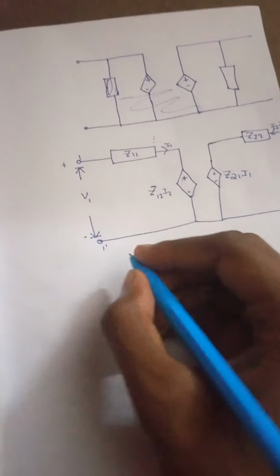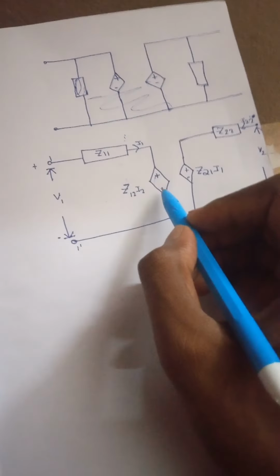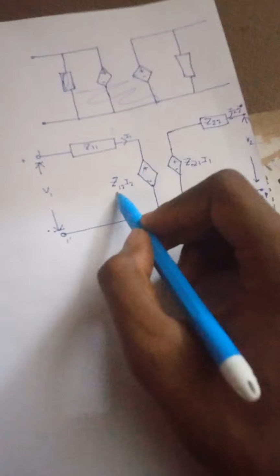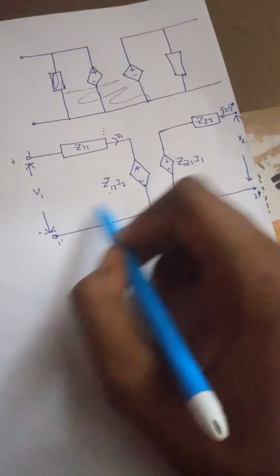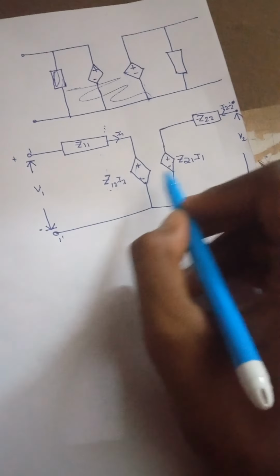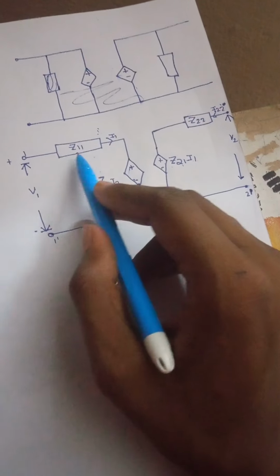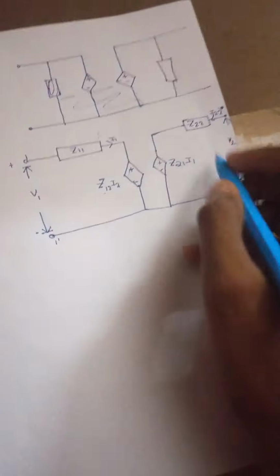The values are clearer in the diagrammatic representation. These are the parameters: Z12 and I2, Z21 and I1, the Z11 port and the Z22 port, the first port and the second port. Thank you.